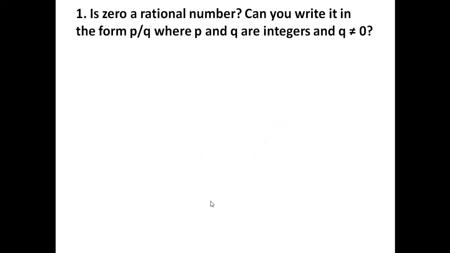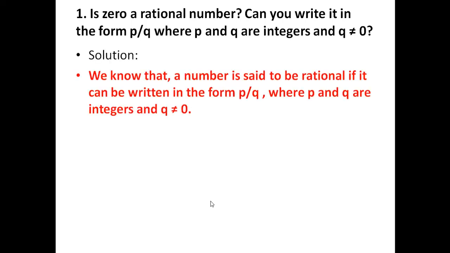Exercise 1.1, first question. Is 0 a rational number? Can you write it in the form p by q, where p and q are integers and q is not equal to 0? The question is whether 0 is a rational number or not. Generally, as we saw in the previous diagram, integers, whole numbers, everything is a rational number. So we know that 0 is a rational number. Now how to explain it, that's what we are going to see.